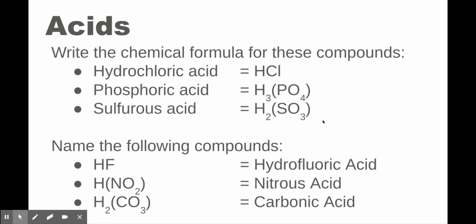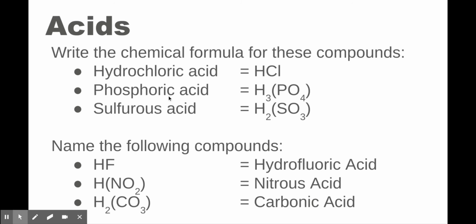The first example is hydrochloric acid. So that's obviously a binary acid, which means that it's hydrogen and one element. And you know that it's chlorine because the root of the element name is right here between hydro and ic. So it's hydrogen and chlorine, HCl.